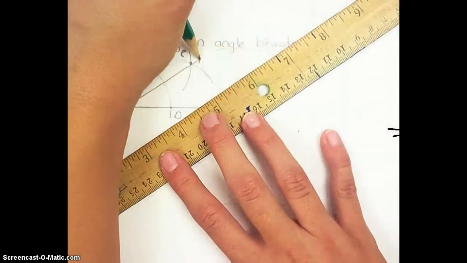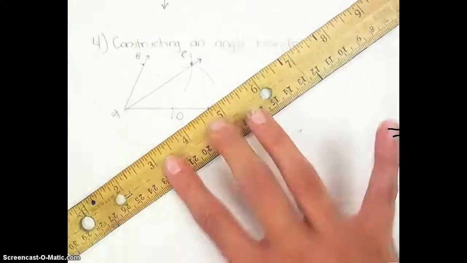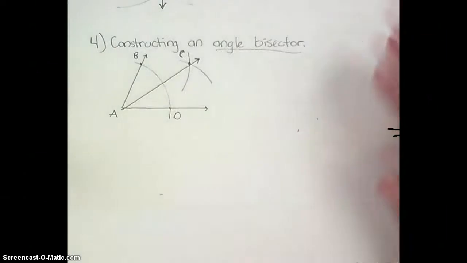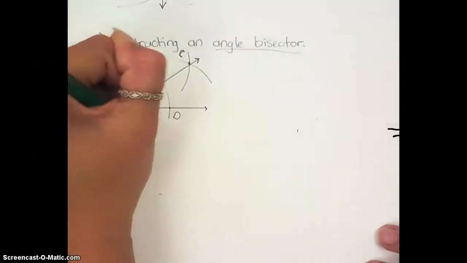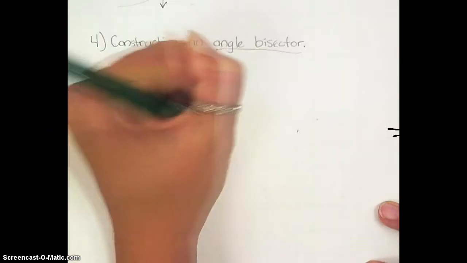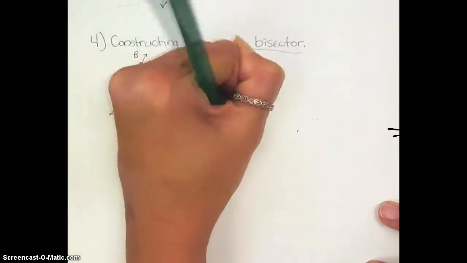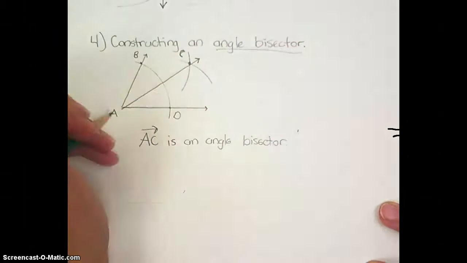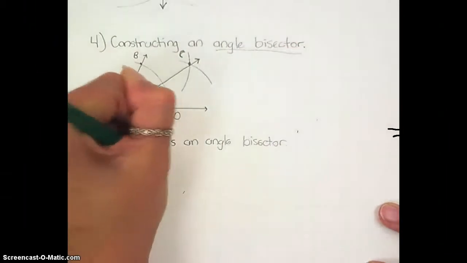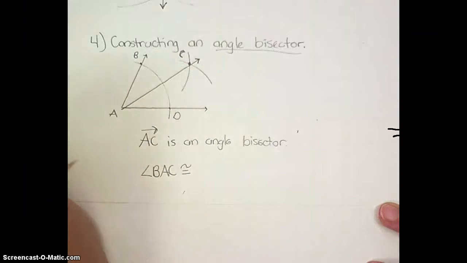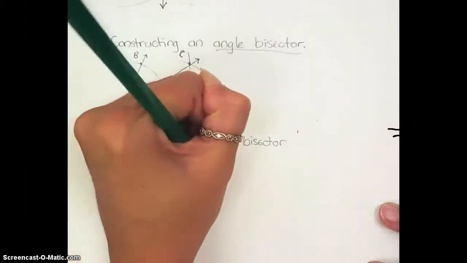You can see I'm not using the number markers at all on this ruler. I am just constructing things. So there, now we have that AC is an angle bisector. And also that angle BAC is congruent to the other smaller angle CAD.